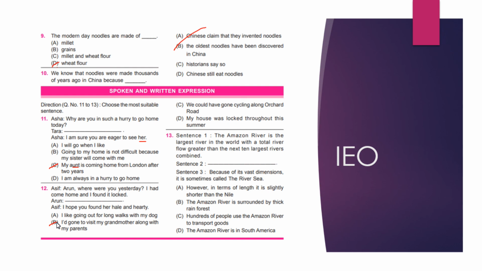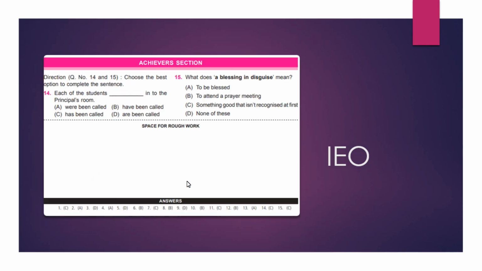The Amazon River is the largest river in the world and with the total river flow greater than the next 10 largest rivers combined. Sentence 2 question mark. Sentence 3 because of the vast dimensions it is sometimes called a river sea. However, in terms of length it is shorter than, yes, that is correct. Okay, length it's wider. Largest means widest river, but in length it's shorter than the Nile because longest river in the world is Nile.